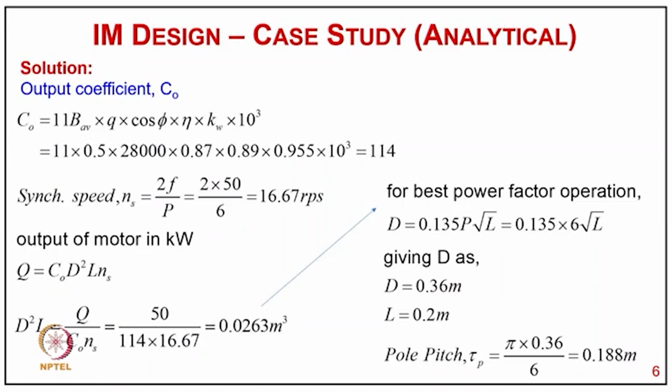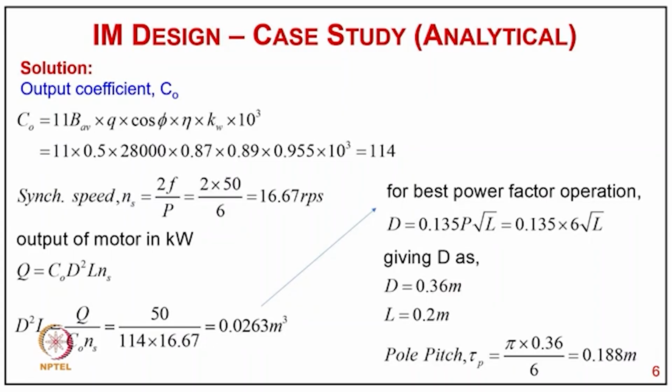Now coming to the output equation of the motor, Q in kVA equals C0 D square L N, where D is the diameter at the air gap and L is the stack length of the machine. From this equation we can find one relation, D square L equals Q upon C0 N, and putting in the values it comes to 0.0263 meter cube, because the dimension of D square L is meter cube. This is one relation between the stack length and the diameter at the air gap, the main dimensions. For another relation we have to find some other way.